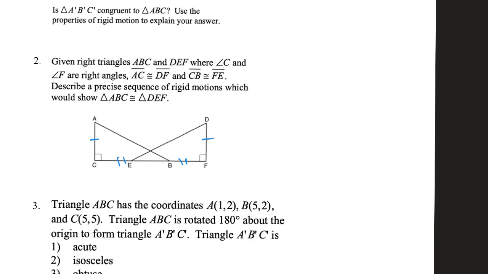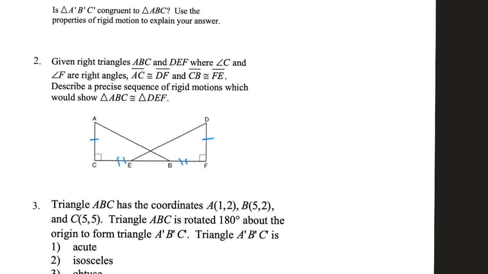Because of side angle side, because we have our side right here, and we have our angle, and we have our other side, and that's the same congruence on the other triangle. So if we can map these things on top of each other, then they are congruent to each other. So let's give this a go.